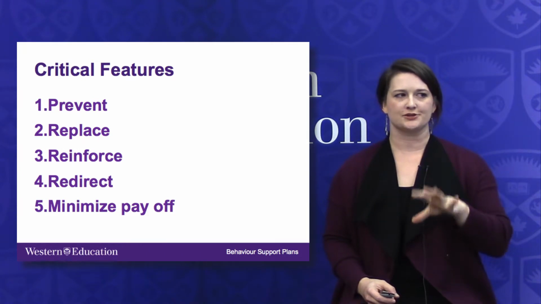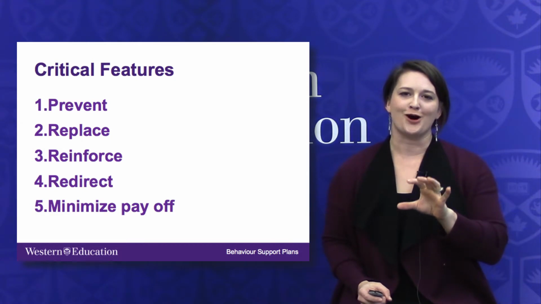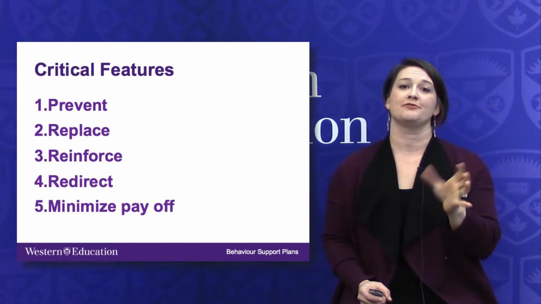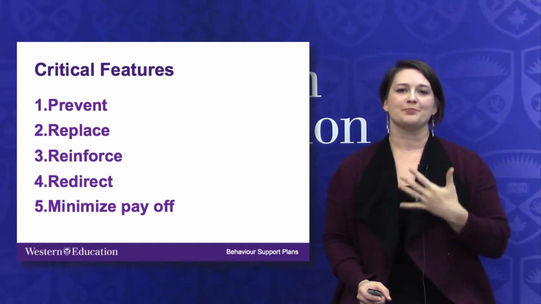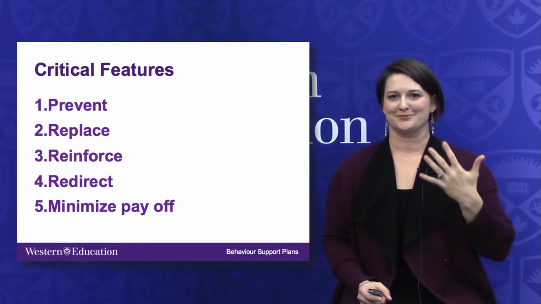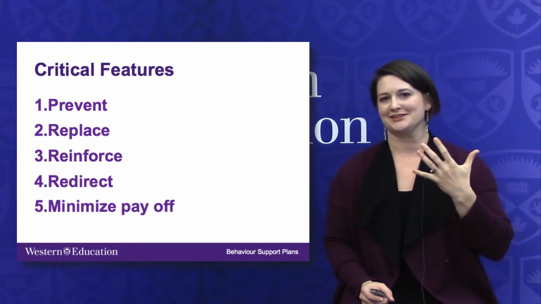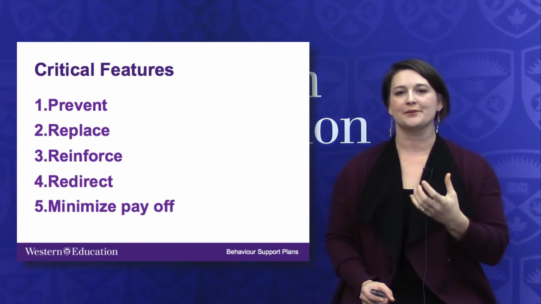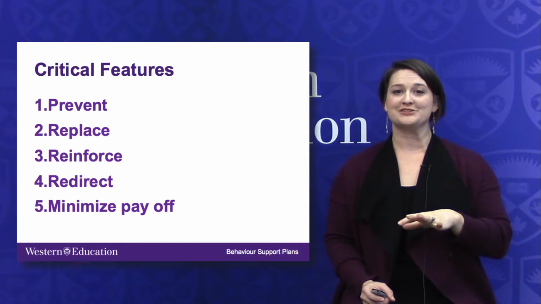The critical features of a behavior support plan include finding ways to alter the before, the antecedents, the A's of behavior, in order to prevent that behavior from ever occurring. Then we try and find ways to replace the challenging behavior with more effective, socially acceptable behaviors. What can they do instead that's going to allow them to access those consequences, those things in the environment that they're trying to communicate that they need, that's more appropriate than the ways that they've been doing it in the past?